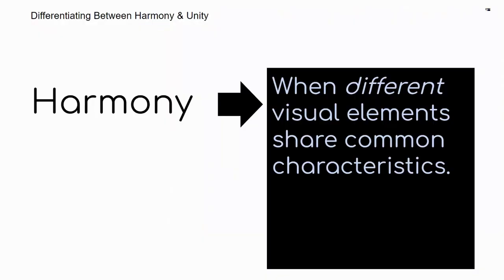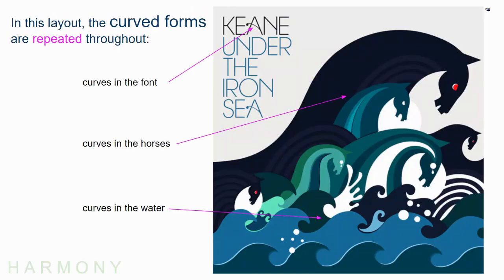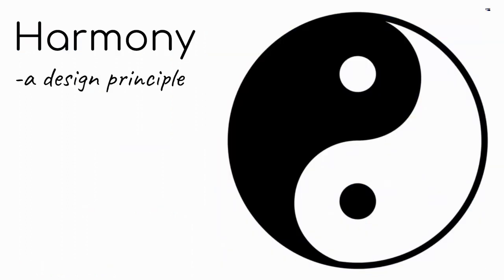So unity is a sense of connectedness in artwork. Harmony can lead to unity. And harmony exists when different visual elements share common characteristics, like the typography, the horses, and the waves in this composition, all sharing the curvy characteristic. That's harmony, a design principle to help you make excellent design work.